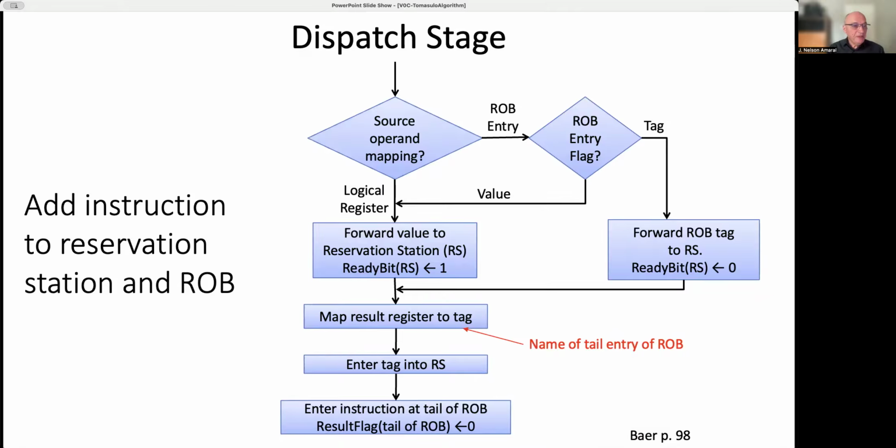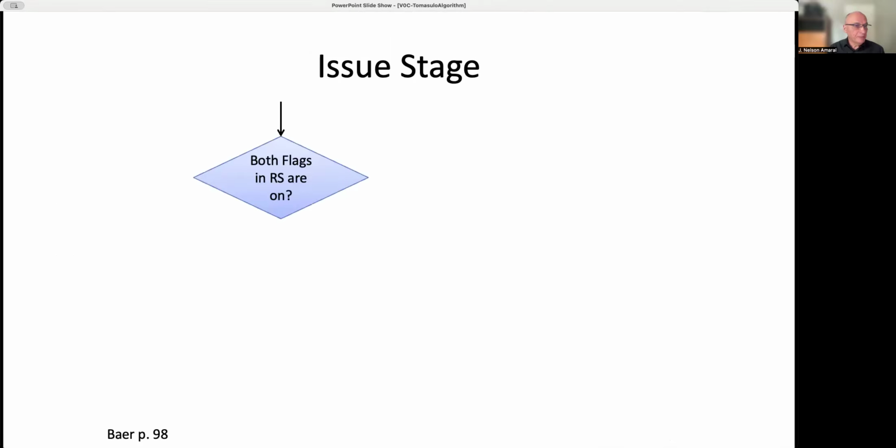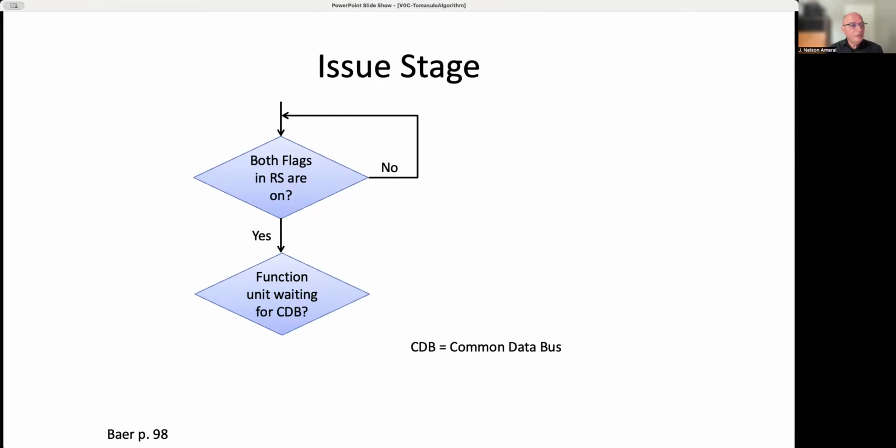So this mapping of the result register to the tag is the name of the tail entry of the reorder buffer. Next, we have the issue stage. In the issue stage, in order to issue an instruction, we have to have the value of both operands. So I'll check both flags in the reservation station to see if they are on. If they are not on, this stage does nothing and waits until those values are available. When those flags are both on, it indicates that the instruction can be issued.